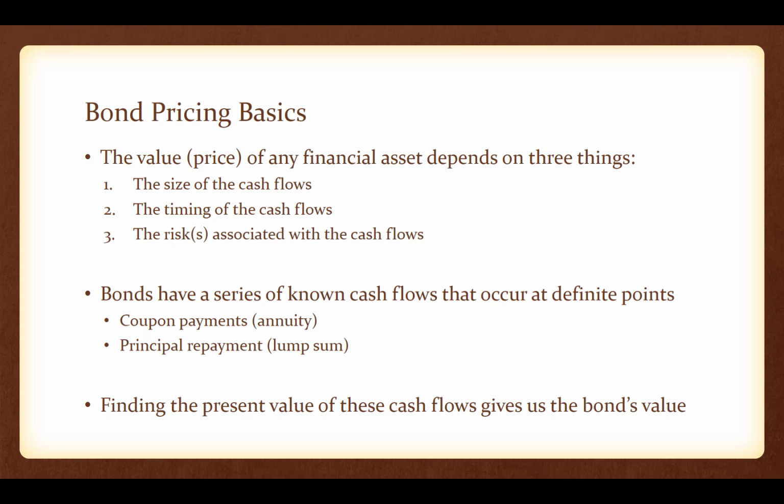So bonds have a series of known cash flows that makes it a little bit easier to compute their prices. And those cash flows occur at definite points in time. We have the coupon payments. Those are an example of an annuity. We'll look at that here pretty soon. And then you've got the principal repayment. So that happens in a lump sum. So we have these known cash flows, and then finding a bond's price is simply finding the present value of these cash flows and putting them together.